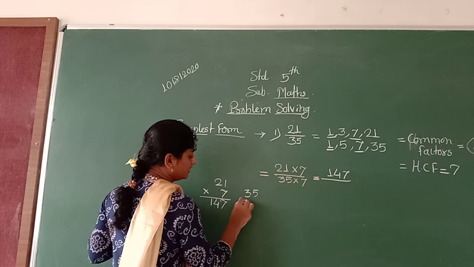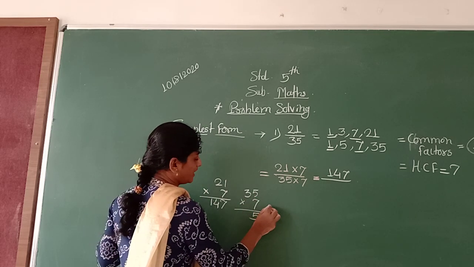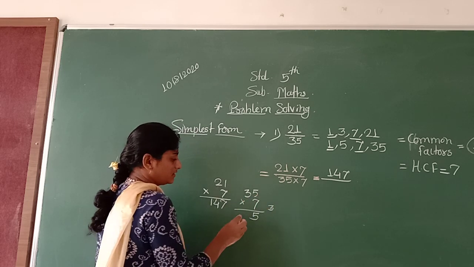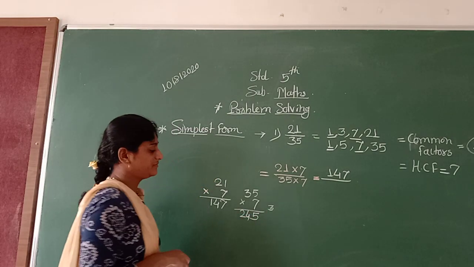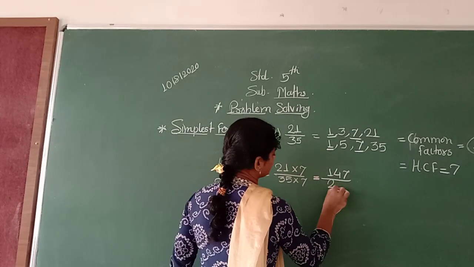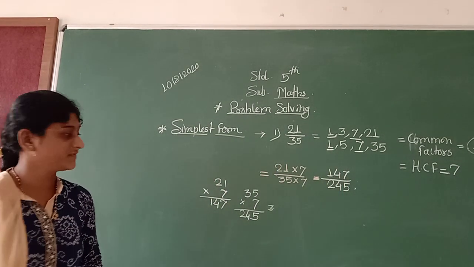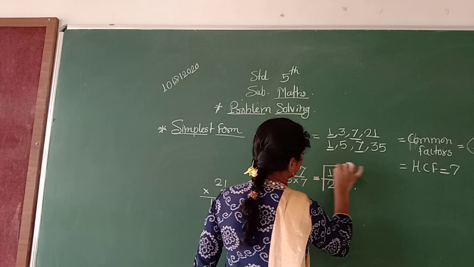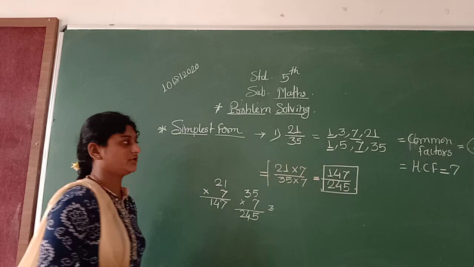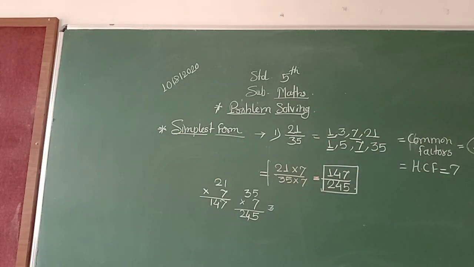Next which numbers are there? 35 multiply 7. 5 sevens are 35. 3 will come aside. 7 3s are 21. And these 3, 21 plus 3, 24. Means 245. Okay, it is the simplest form. This is our final answer. Simplest form. Do you understand? Simplest form means what? See, learn, student. Table you have to learn.